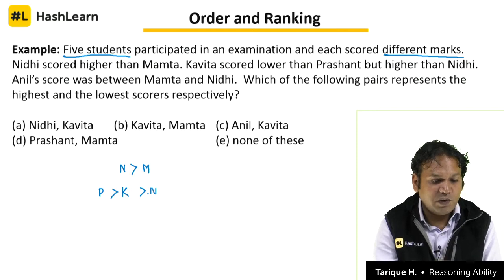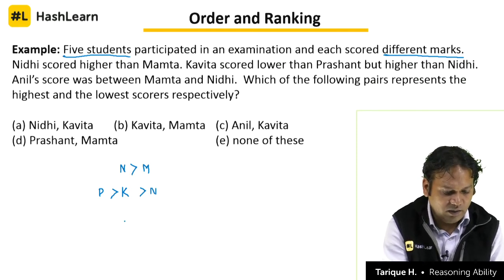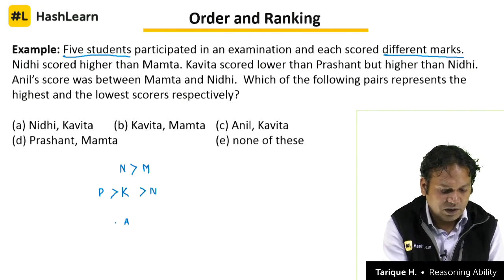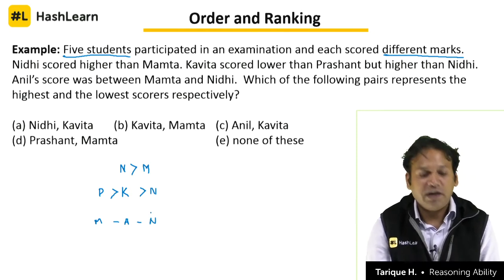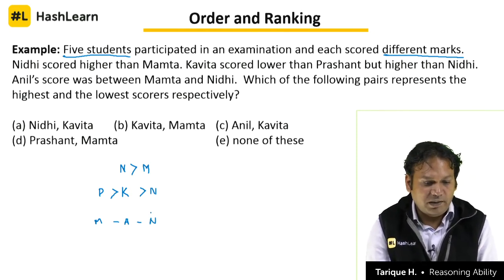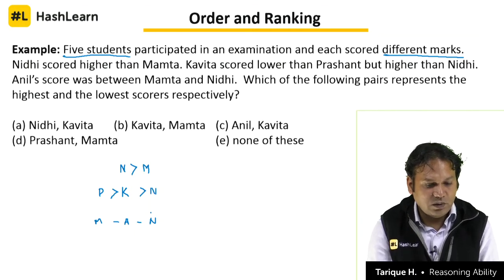Anil's score was between Mamta and Nidhi. So, Anil was between Mamta and Nidhi. That is one thing that we have to keep in mind. Anil will be between Mamta and Nidhi. How we use it later on, we will see. Which of the following pair represents the highest and lowest scores respectively?